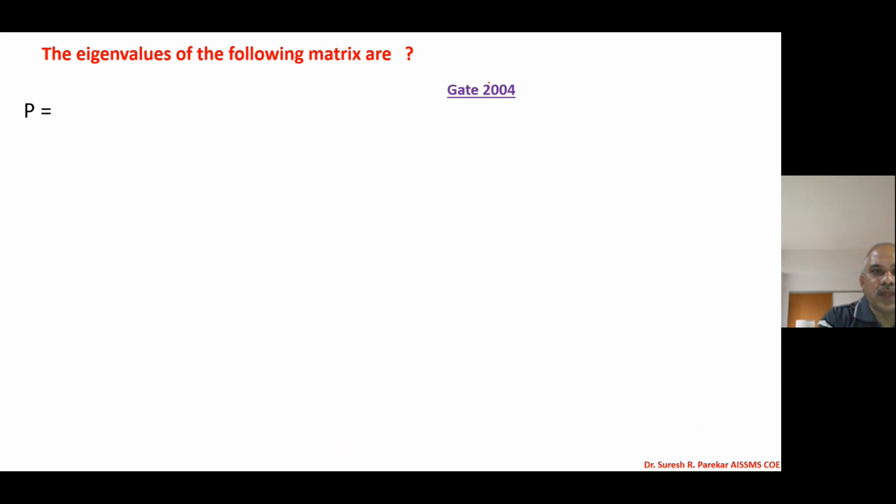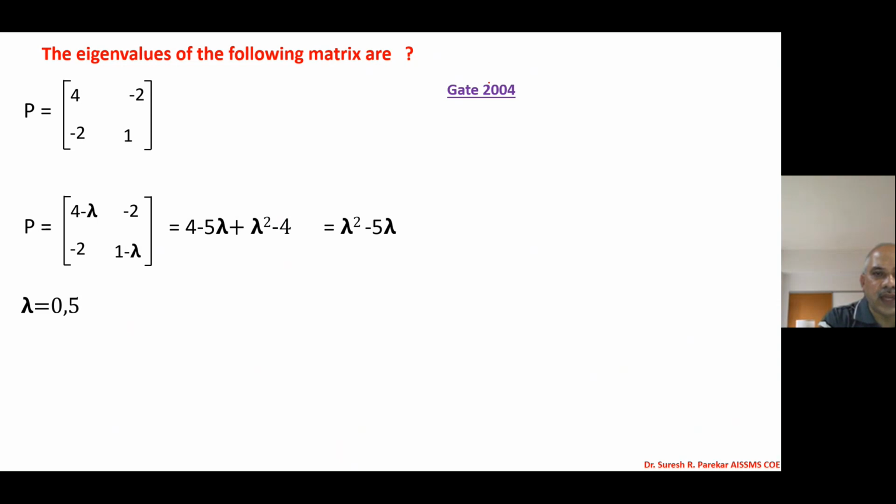The eigenvalues of the following matrix. Then we have given this matrix and we have to find the values. Now simply we have this: lambda square minus 5 lambda is equal to 0. Lambda in bracket, lambda minus 5 equal to 0. And therefore we have lambda is equal to 0, lambda is equal to 5.